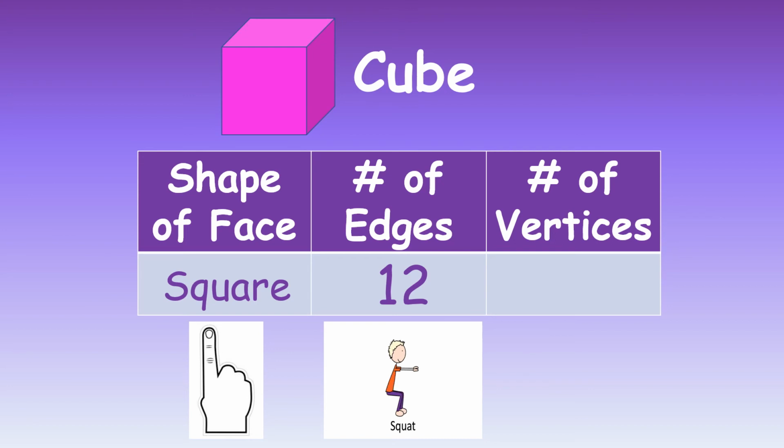Awesome job. How many vertices are on this cube? Remember, vertices are those points where two edges come together. There are 8 vertices. You get to do 8 sky punches.